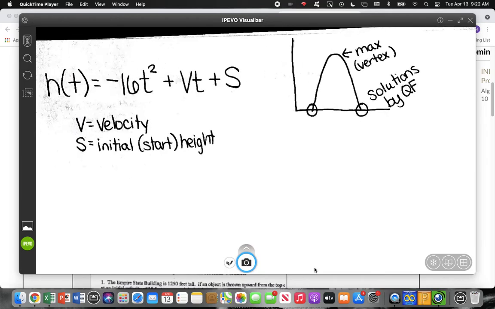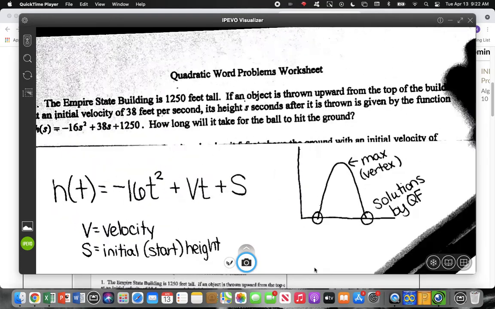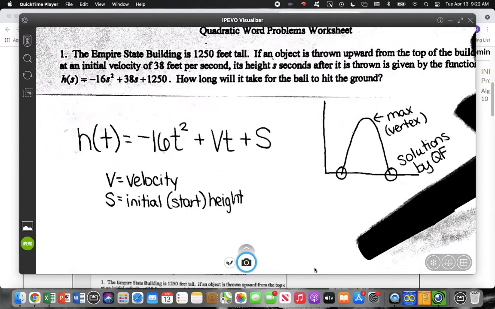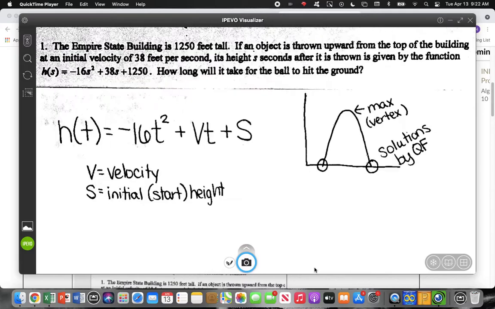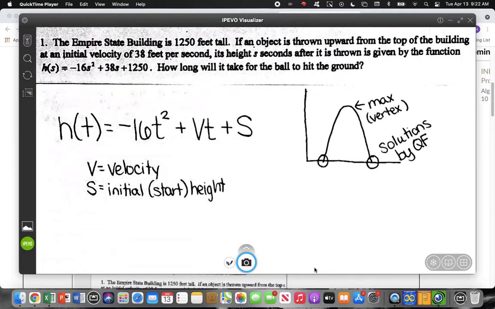And so everything that we are dealing with in these next couple days are dealing with real life situations. But the very first example I want to do is number 1. So you guys can see that question on your screen. I'm going to project it up here. All right, so it says the Empire State Building is 1,250 feet tall. And it says an object is going to be thrown upward from the top of the building at an initial velocity of 38 feet per second, and the height S is going to stand for seconds after it's thrown, is given by the equation. And it says, how long will it take for the ball to hit the ground?